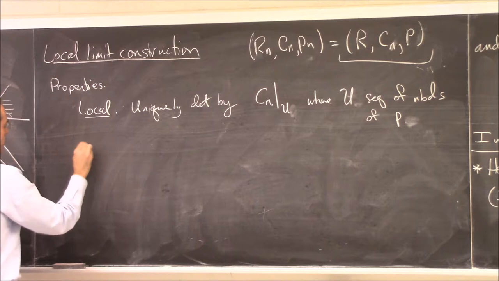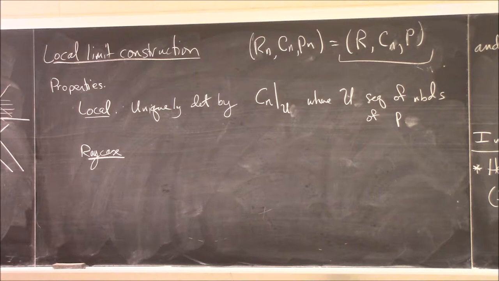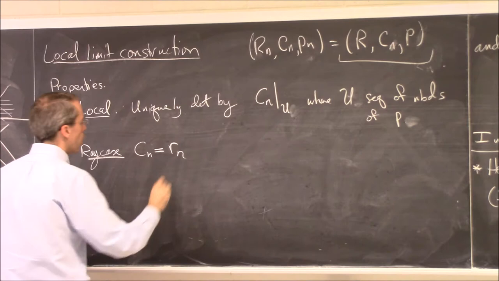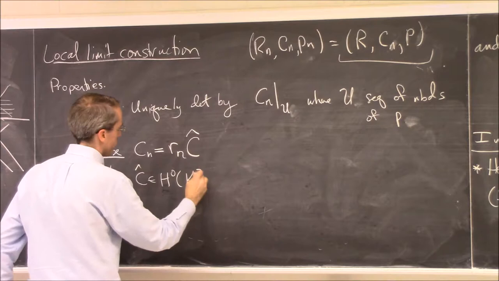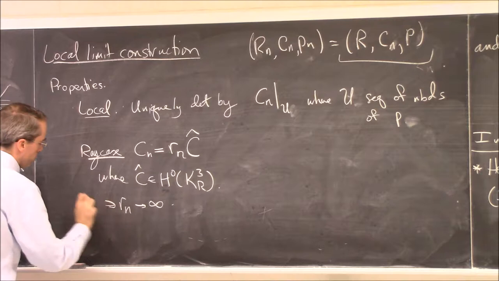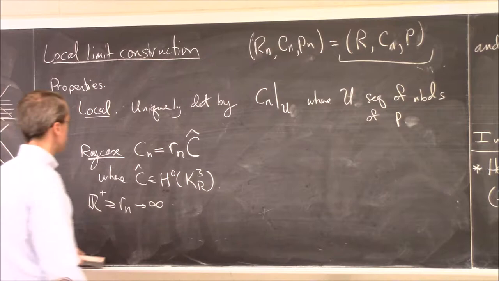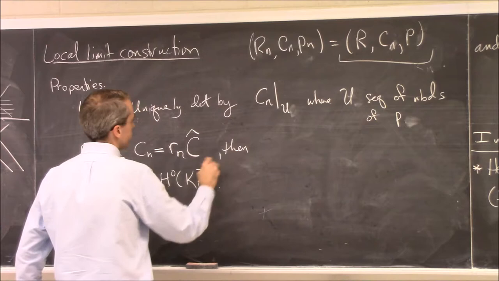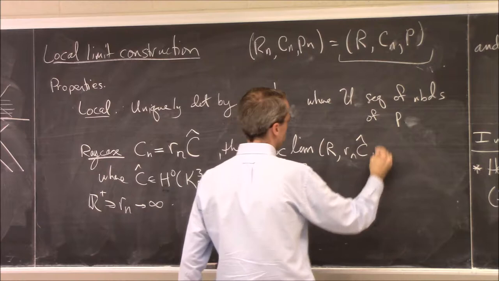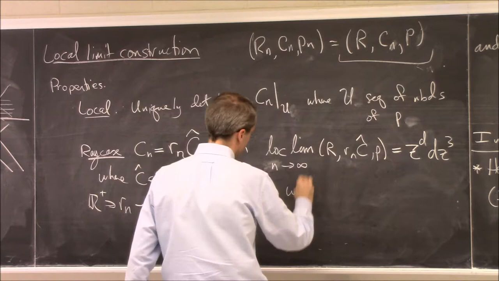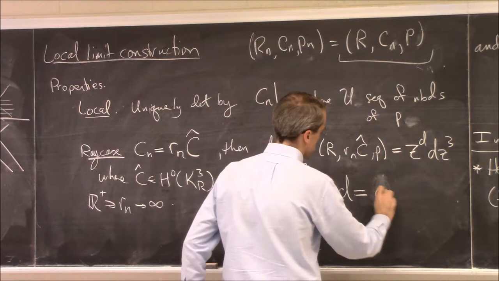Another property that it has is that it gives what I think of as the right answer in the ray case. So let Cn be Rn times some fixed cubic differential C hat, where Rn is a sequence of positive scalars that goes to infinity. So you just take multiples of a fixed cubic differential. Then the local limit as n goes to infinity of this sequence is just z to the d dz cubed, where d is the order of vanishing at p of C hat.